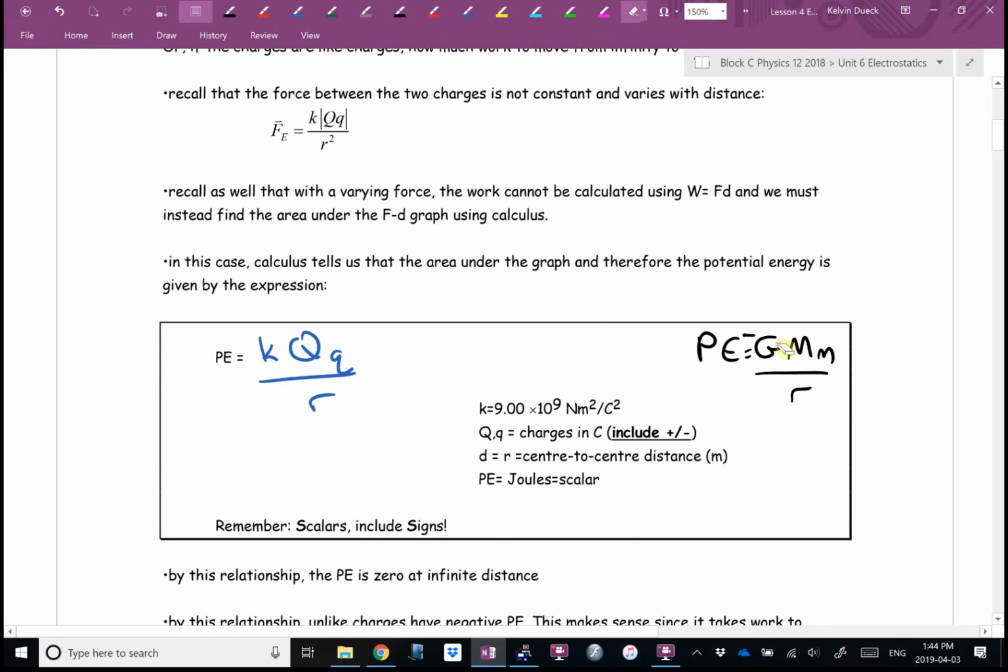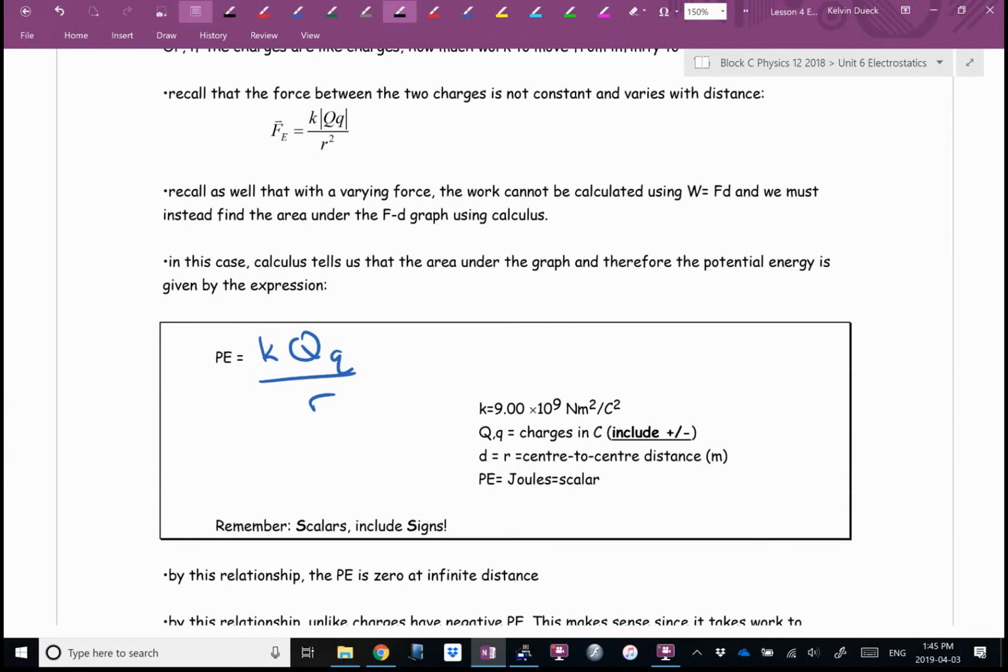What's the big difference that you notice between the two of these? This one also has a... Why doesn't this one have a negative? Well, for masses, the charges always fell towards each other. And so we put the negative in. When will charges fall towards each other when we're talking about charges? When the charges are like or unlike?